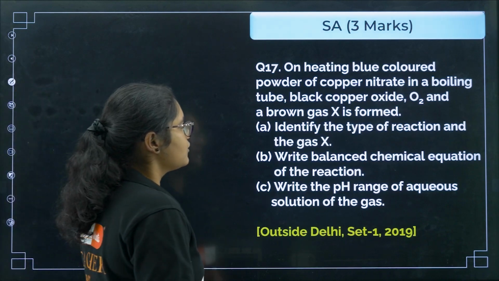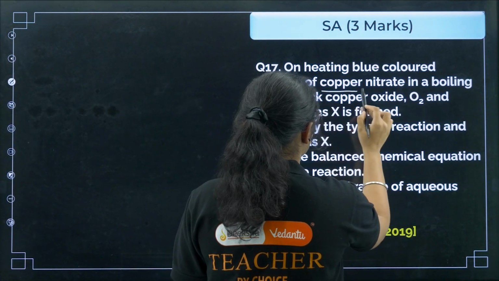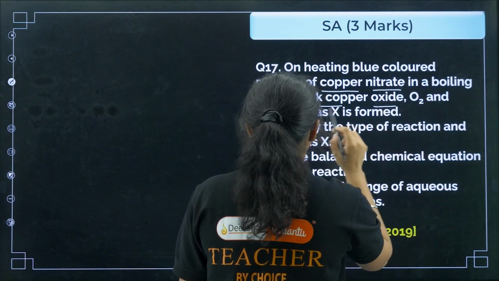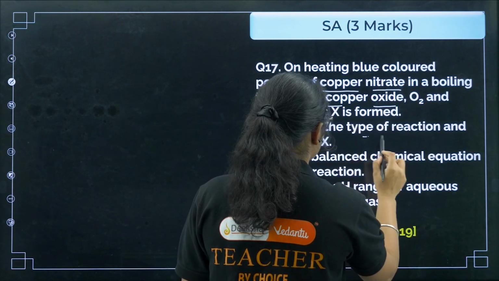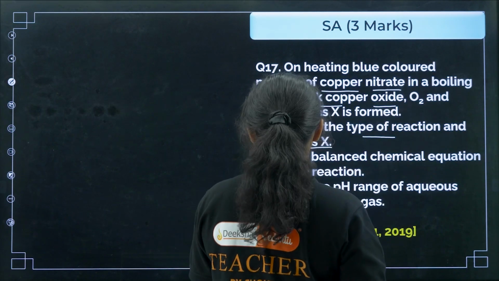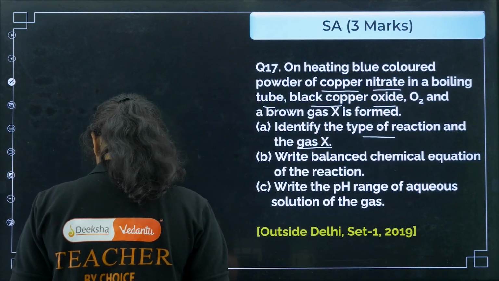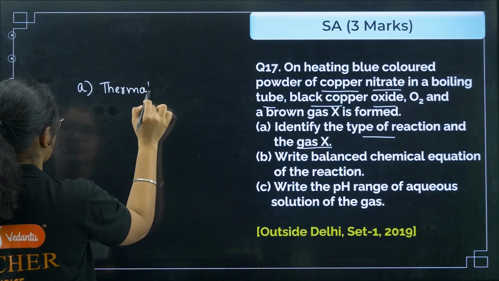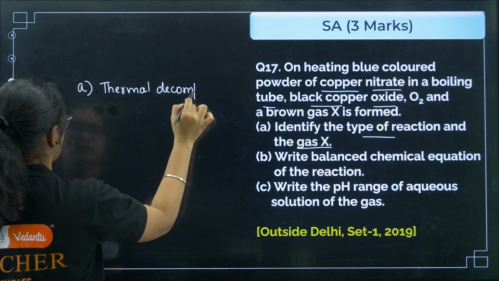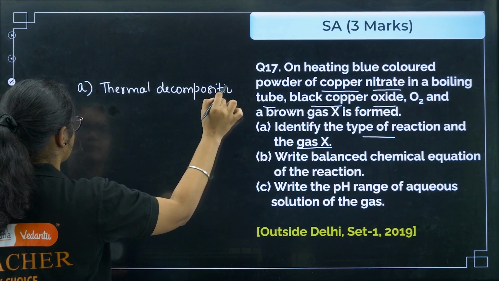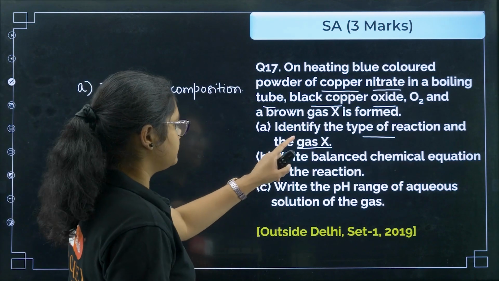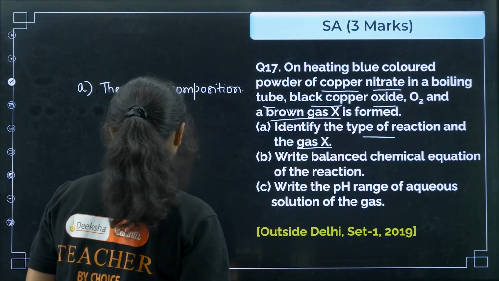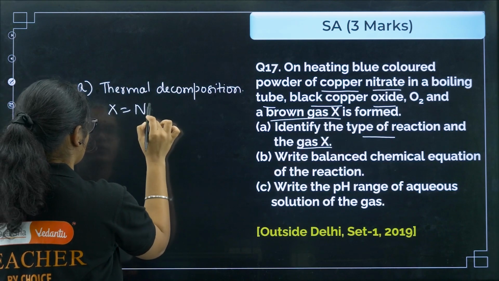Next, question number 17. On heating blue colored powder of copper nitrate in a boiling tube, black copper oxide is formed, O2 and a brown gas is liberated. Identify the type of the reaction and the gas. The type of reaction is thermal decomposition. And because it is a brown gas, gas X is NO2 gas.